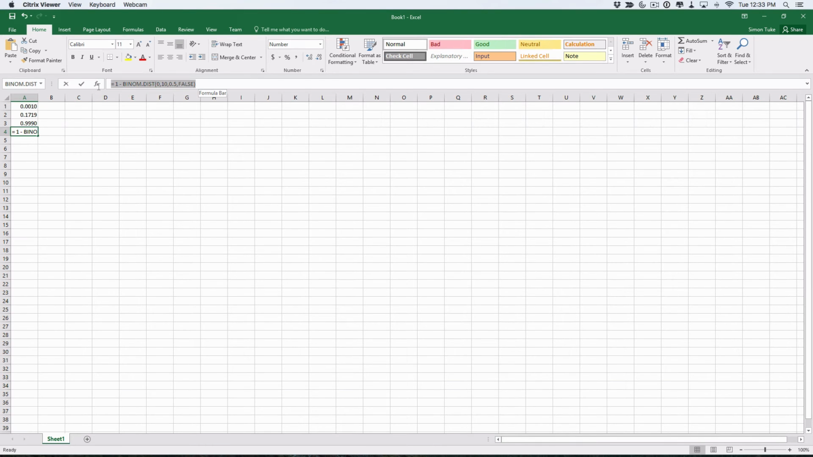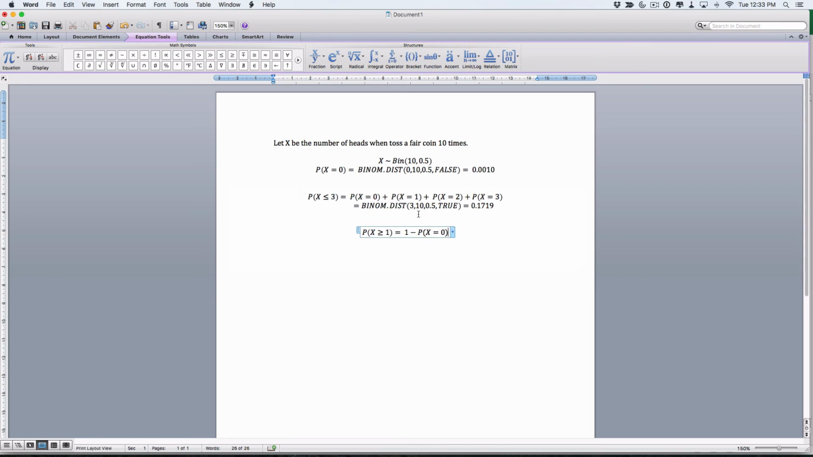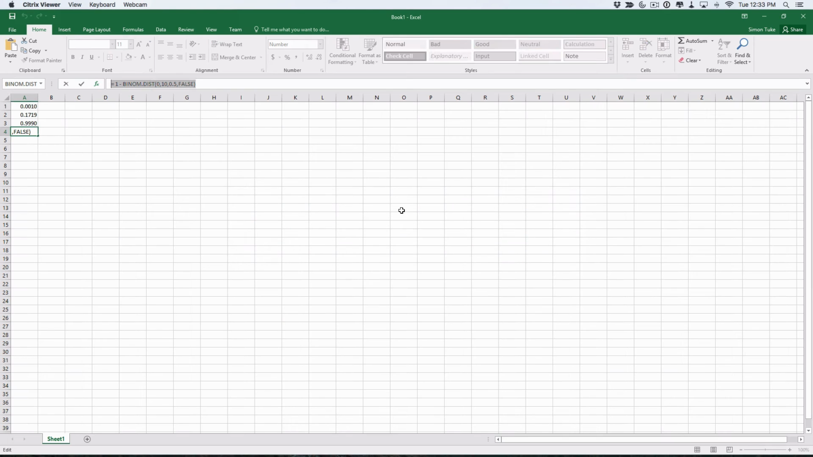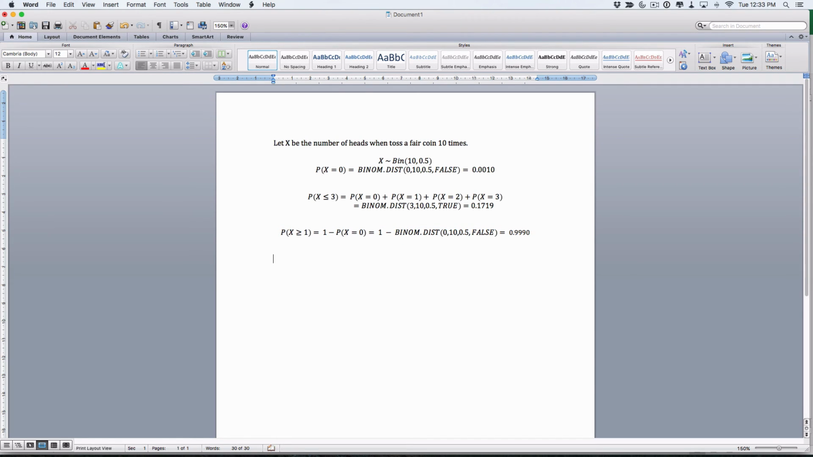So let's copy that. And then copy the actual answer, which equals that. Done. So again, wrote what I wanted, simplified it, gave the Excel command, gave the answer. All lovely.